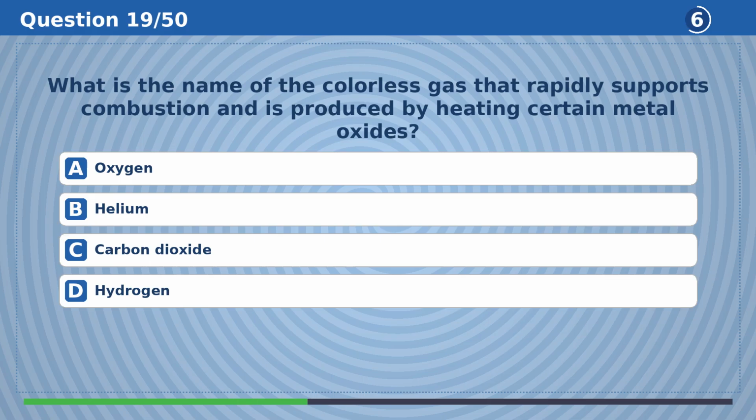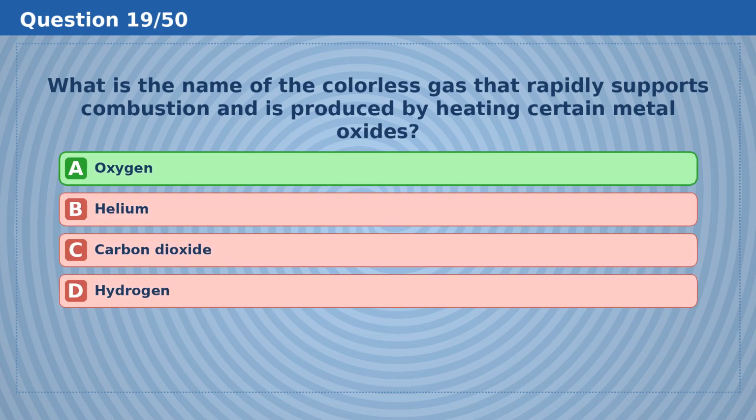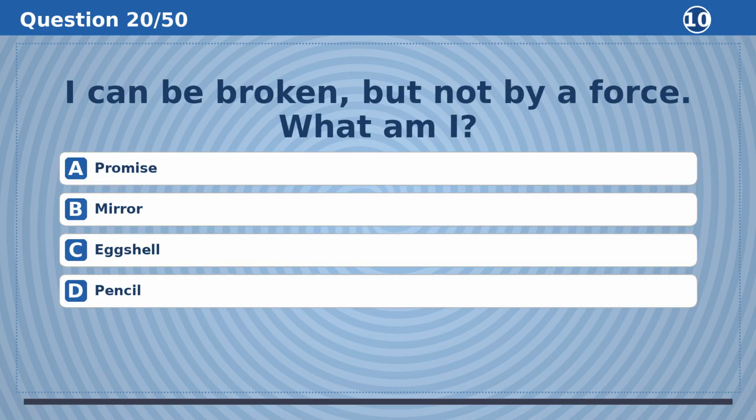What is the name of the colorless gas that rapidly supports combustion and is produced by heating certain metal oxides? The answer is A, oxygen.